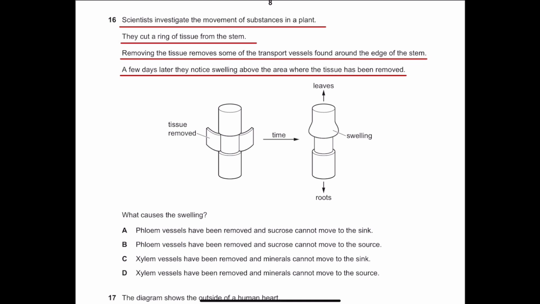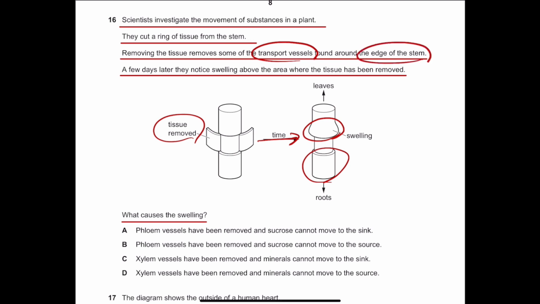So in the diagram, you can see that tissue got removed, and after some time, you can see a bit of swelling in the upper part, but it's perfectly normal at the lower part. So what causes the swelling? It's actually giving all the hints here. Removing tissue removes some of the transport vessels found around the edge of the stem.